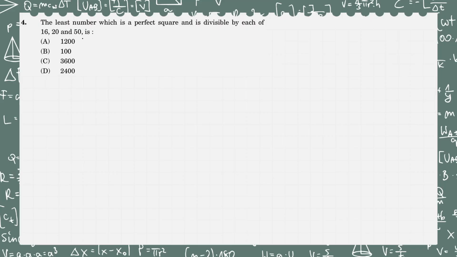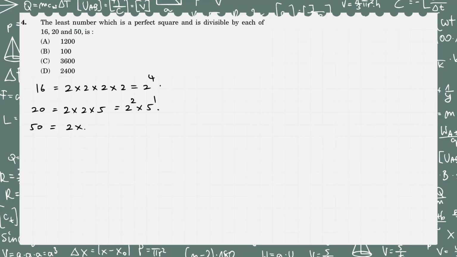For that we need to do the prime factorization of the given three numbers. So 16's prime factorization will be the product of 4 2's, right? Or else we can write it like 2 power 4 also. And then 20's factorization is 4 into 5, or 2 into 2 into 5, which is 2 square into 5 power 1. And then 50's prime factorization will be 2 into 5 into 5, or we can write it like 2 power 1 into 5 power 2.